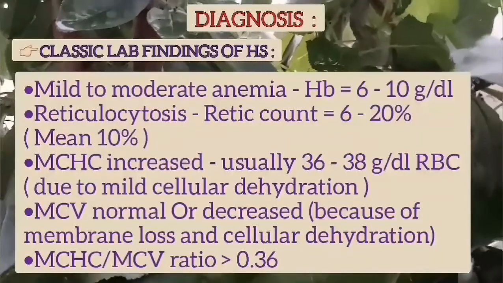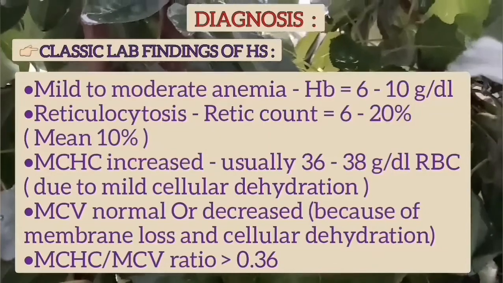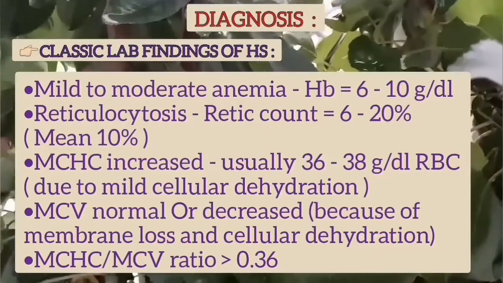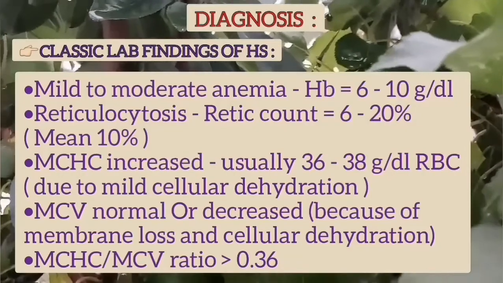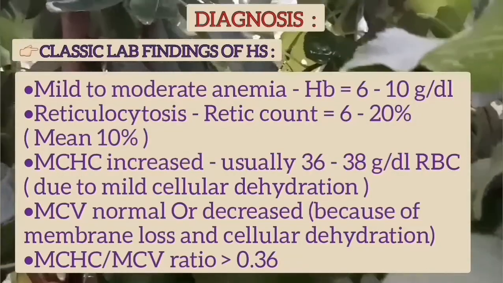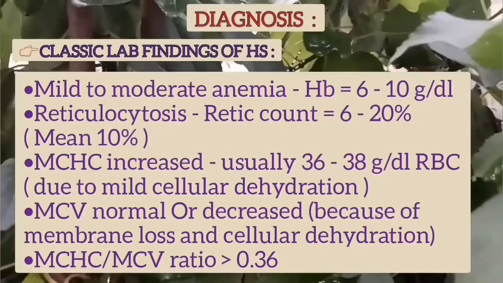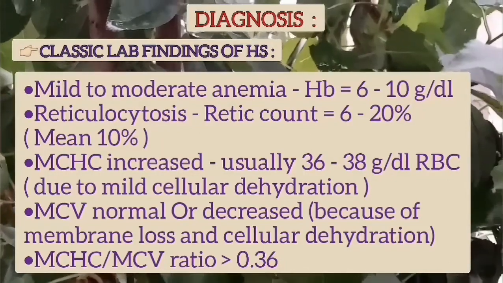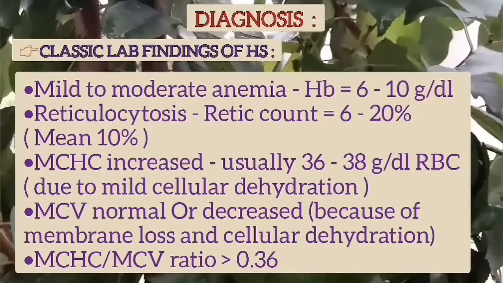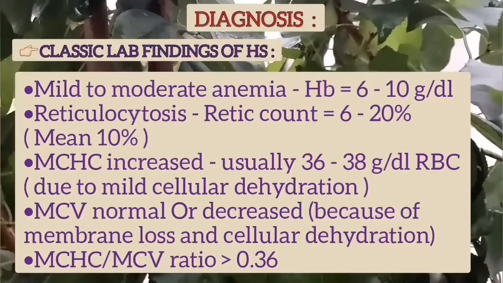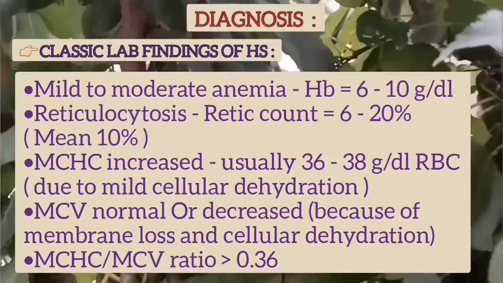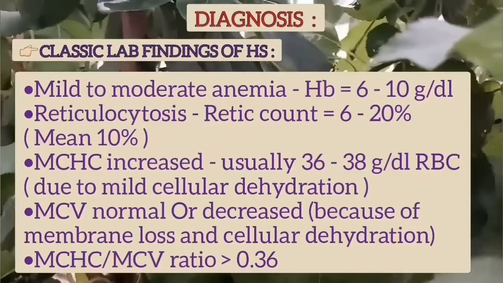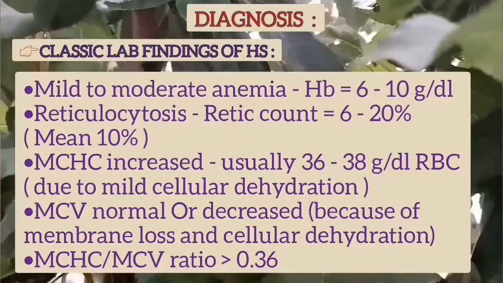Now friends, I will discuss the diagnosis of hereditary spherocytosis. Now, the classic lab findings in HS are mild to moderate anemia, which is about 6 to 10 gram per deciliter, and reticulocytosis. Retic count is usually 6 to 20% and mean is about 10%. Now, mean corpuscular hemoglobin concentration is increased and it is usually between 36 to 38 gram per deciliter RBCs, and this is due to mild cellular dehydration.